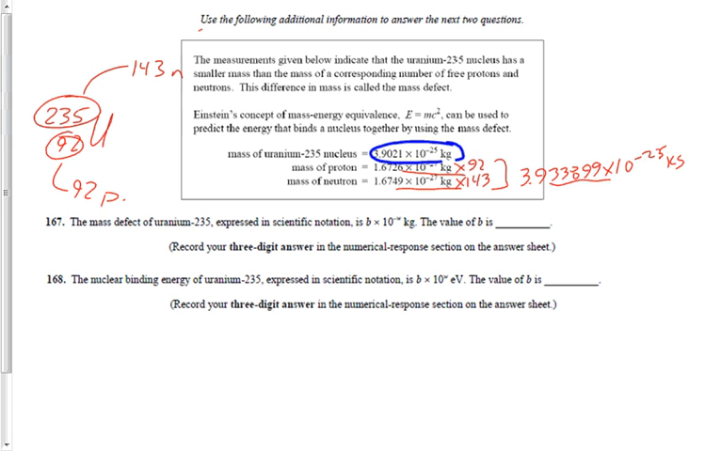So mass defect, we're just going to subtract them now. What do we end up getting when we subtract those two numbers? 3.93 minus 3.90. 3.1799 times 10 to the minus 27 kilograms.